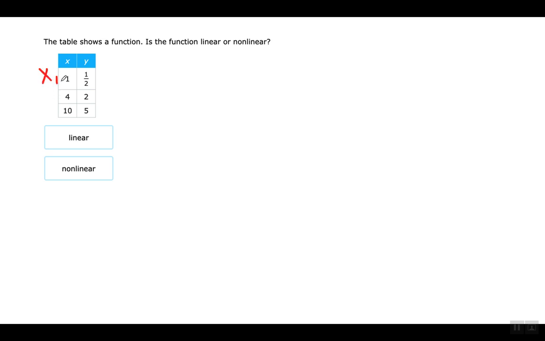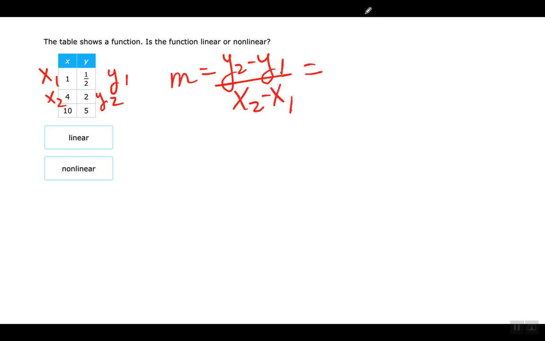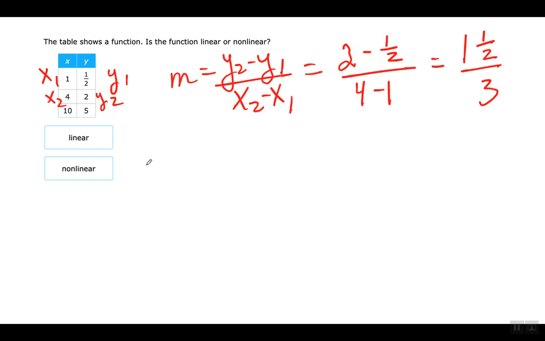Okay, so x1, y1, x2, y2. On the top is going to be 2 minus 1 half. On the bottom it's going to be 4 minus 1. 2 minus 1 half is 1 and 1 half. And 4 minus 1 is 3. I can make this complicated and go through every step.